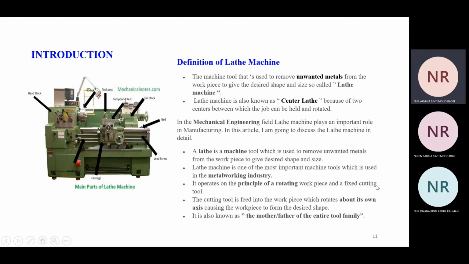So in the mechanical engineering field, the lathe machine plays an important role in manufacturing. A lathe is a machine tool which is used to remove unwanted metal. The lathe machine is one of the most important machine tools which is used for the metalworking industry.